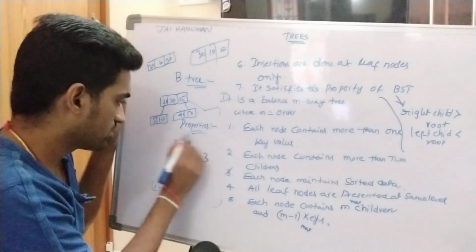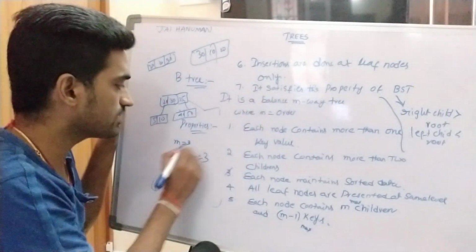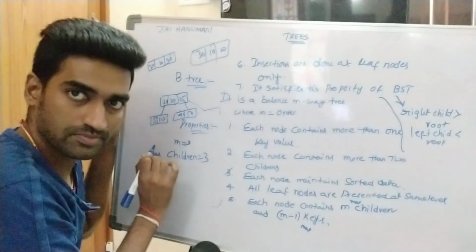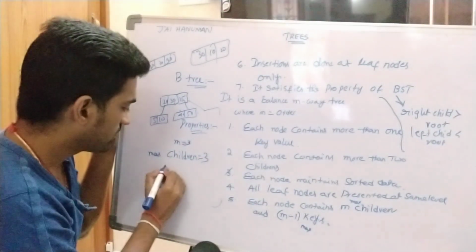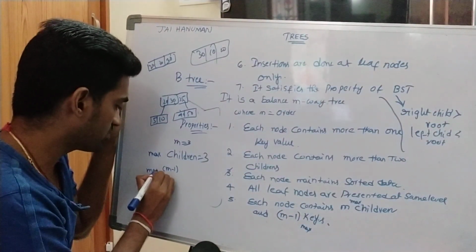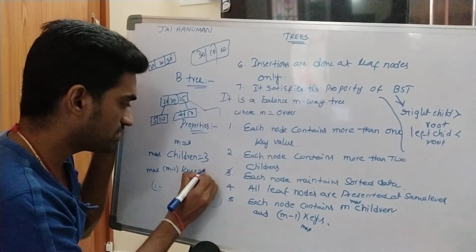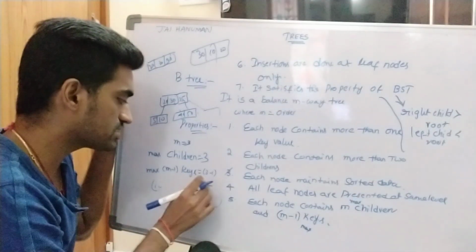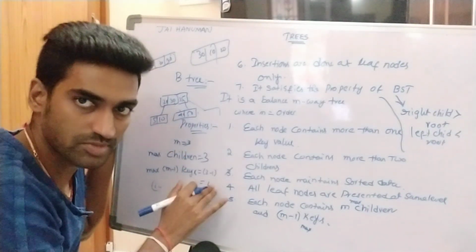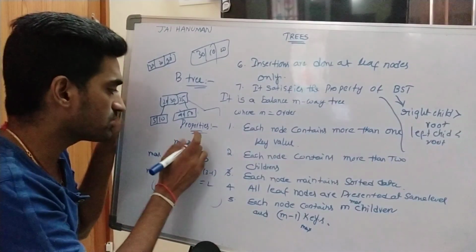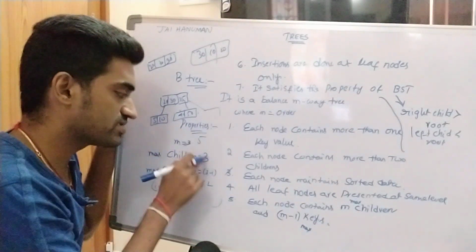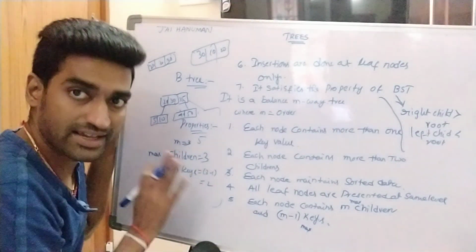Here I am taking 3, so the order of the B tree is 3. Maximum children for each and every node is 3. Keys are m minus 1, that is 3 minus 1, which is equivalent to 2 keys. So each and every node contains a maximum of 2 keys, right? Suppose I take m equal to 5, then each node contains a maximum of 5 children and a maximum of 4 keys.